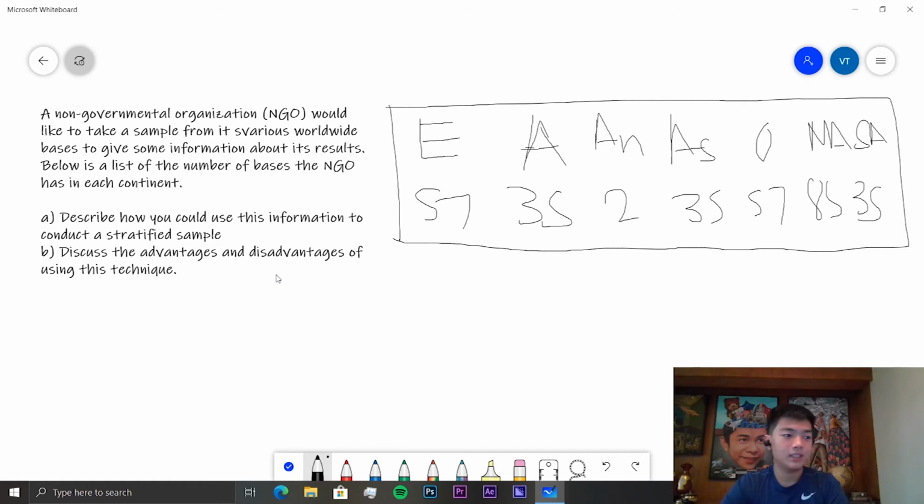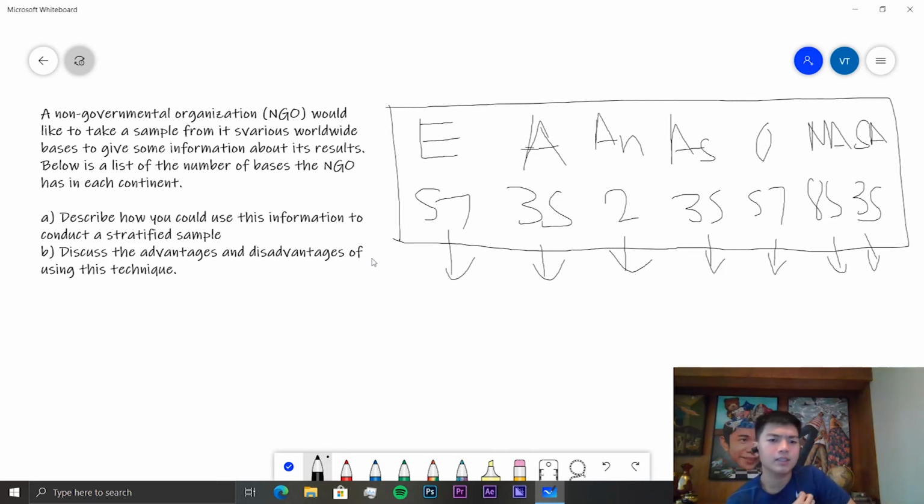So, how can we use this information to conduct a stratified sample? Well, we already have subgroups of the population. So, if they wanted to conduct a stratified sample, what we would do is pick one base from each of these subgroups, and use the mean of those bases to get the result of the overall thing. That's stratified. Remember, there's a difference between stratified and quota.